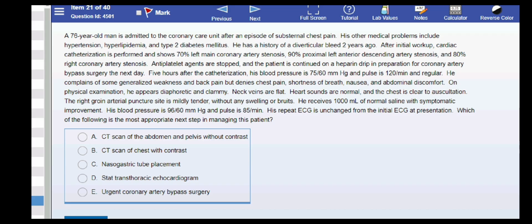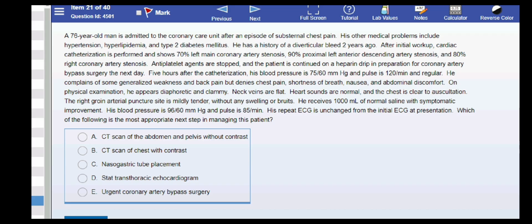He received 1 liter normal saline with symptomatic improvement. So we just need the cause of this low blood pressure. Now a little bit elevated blood pressure. Pulse good. His ECG has no change. So what is the best next step in managing this patient?